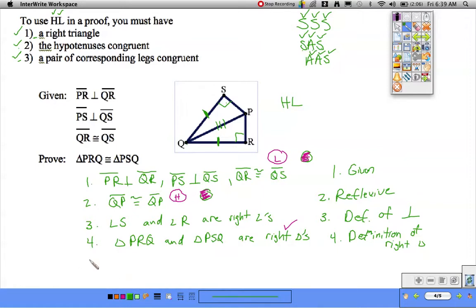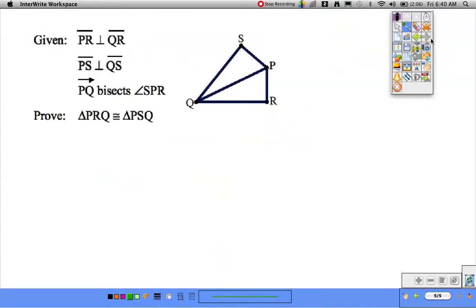Now I'm ready to say in statement number 5 that triangle PRQ is in fact congruent to triangle PSQ because of the hypotenuse leg theorem. So just like all the others, I must list 3 things, and now I've proven that the triangles are congruent, so I'm finished. I would like to look at one more proof. Exact same picture, same starting information except for one statement. PQ is bisecting angle SPR.